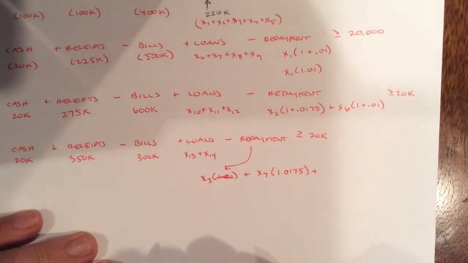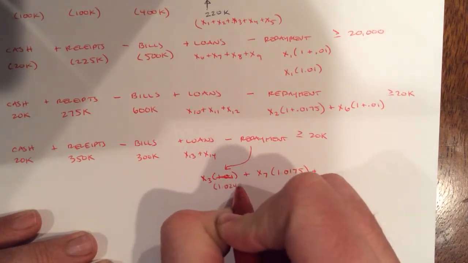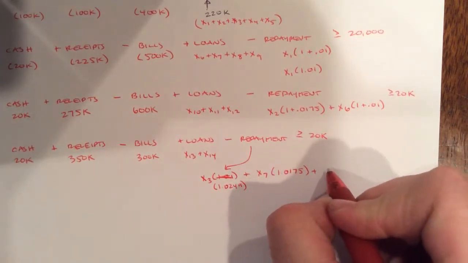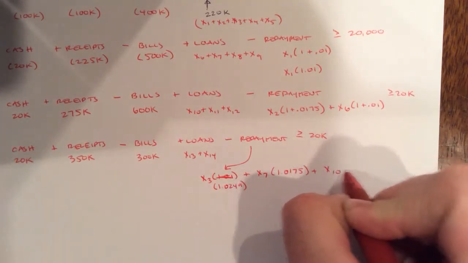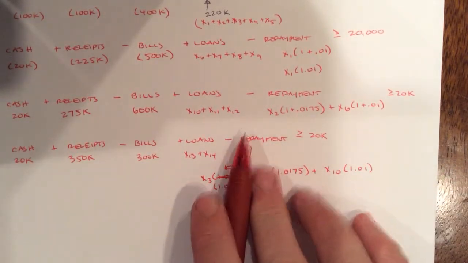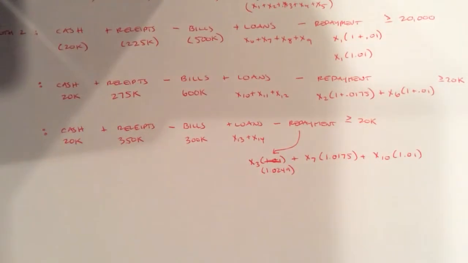x3 is the 3-month interest rate, which will be 1.0249. And then our x10, which is our 1-month loan, is going to be 1.01. So these are the amounts for our repayment in month 4. We're getting close now.